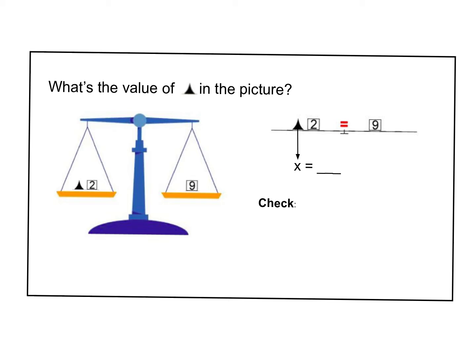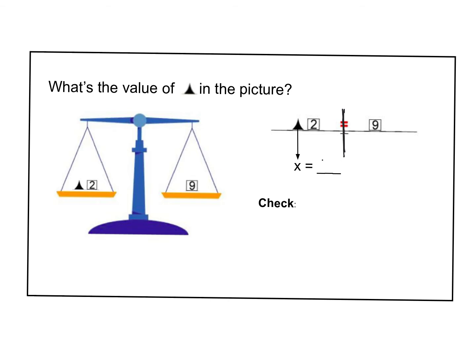Now let's look at another example. So here we see we have a triangle and 2 on one side of our scale, and we have a 9 on the other. The way that we're going to do this in our work is we're going to represent it kind of looking like this, where we're going to have a line to represent our balance, and then usually we're going to draw a line in between that shows the break in the balance, or where our equal sign would be. So what could I put in place of my triangle to keep it balanced with the 9 on the other side?